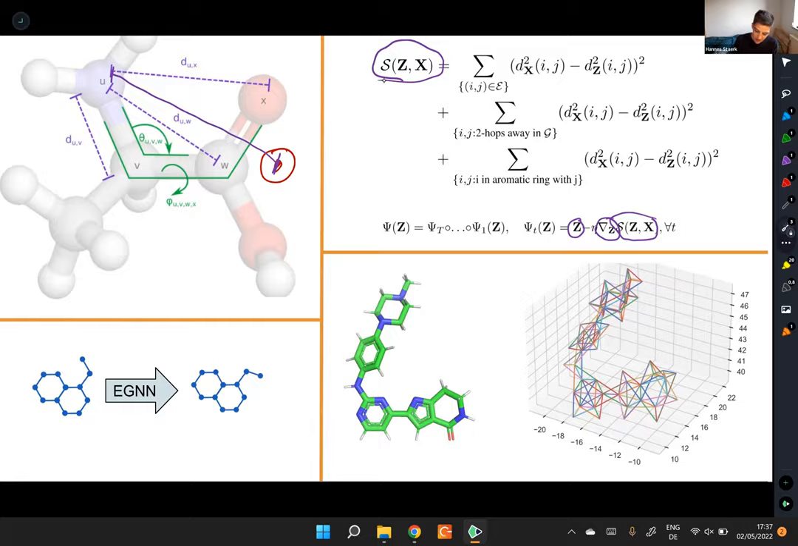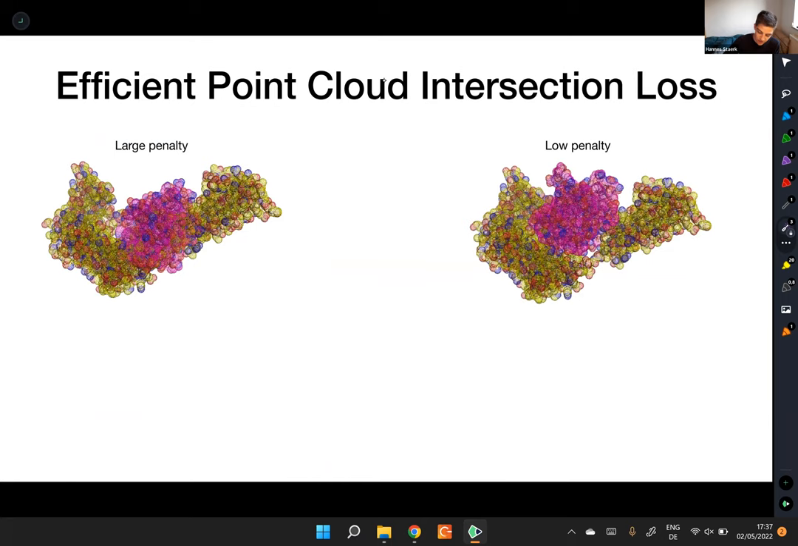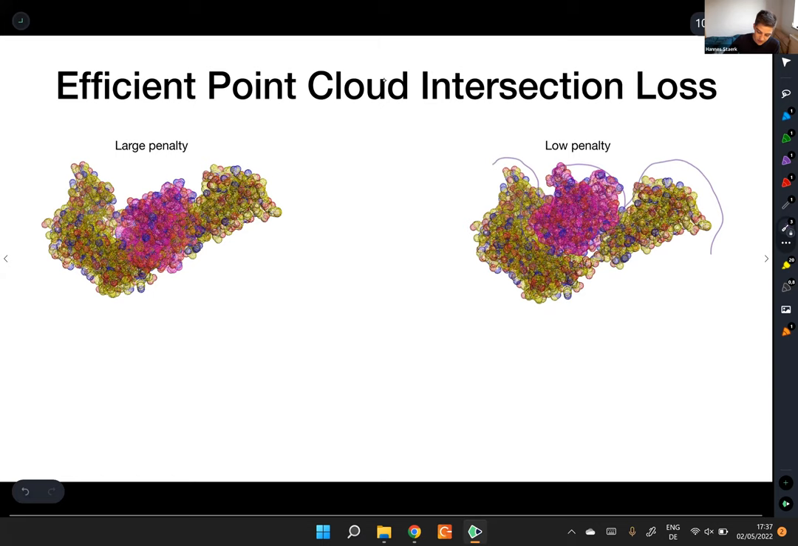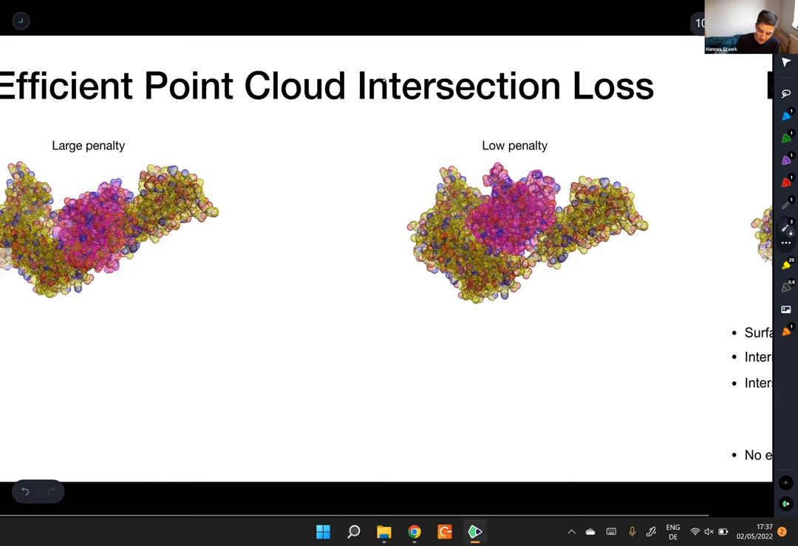Okay, and then we also have an additional term, this is just an additional term in the very end. If we end up with our final ligand location prediction here, and we have our receptor over here, then we put Gaussians around each atom of the ligand and each atom of the receptor, and we say we want a little overlap. So if there's large overlap like over here, then we have a large additional loss term, which we call intersection loss. And we can provide some more details if you're interested in that at the end.